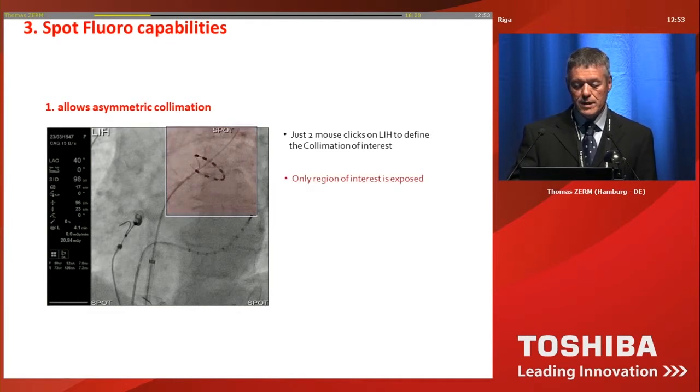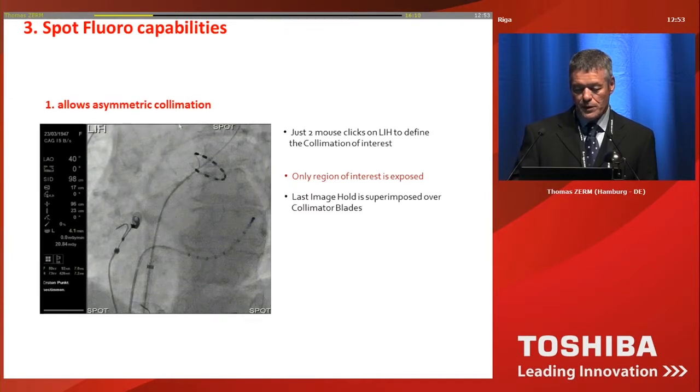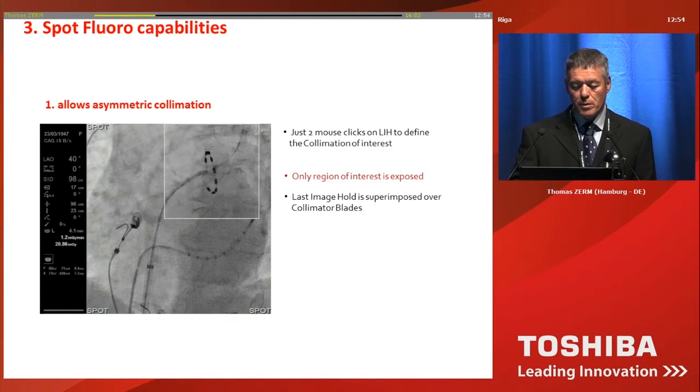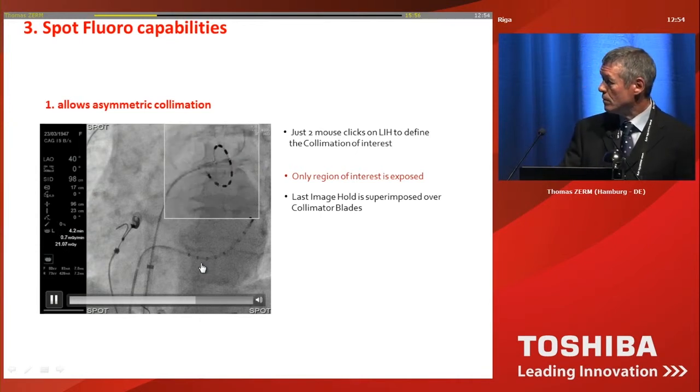This is the example. It's only dragging the region of interest via mouse clicks, and you see this here. It's a matter of seconds. Only the region of interest is exposed, and the last image hold is superimposed over the collimator blades.